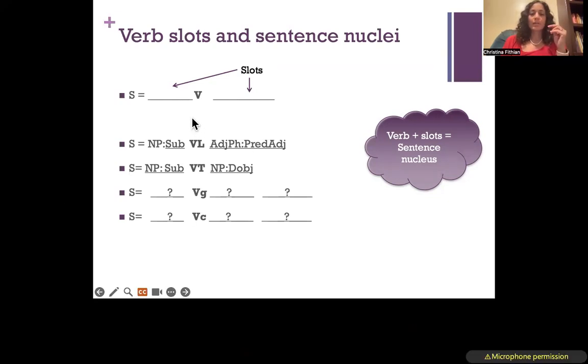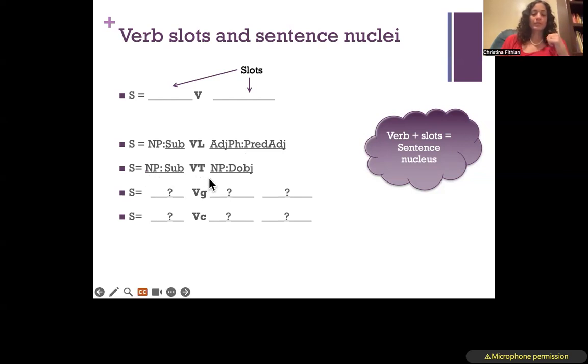And remember that your verb plus a slot is what we call a sentence nucleus, right? So you can kind of predict what kind of verb you have based on the number of slots before or after. And the same thing is also true if you're not sure what kind of verb you have. You can look at the various slots before and after, and you can kind of figure out what verb it is. So for example, if we're looking at a linking verb, you're going to have a noun phrase subject, then the linking verb, and then maybe an adjective phrase predicate adjective or noun phrase predicate noun.